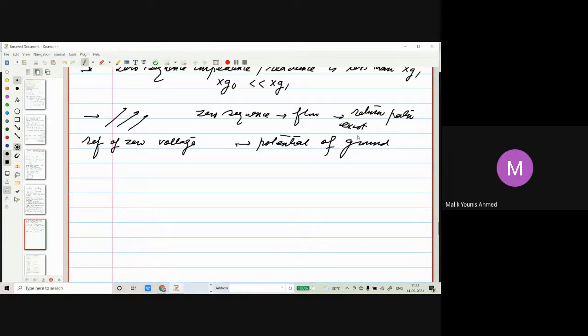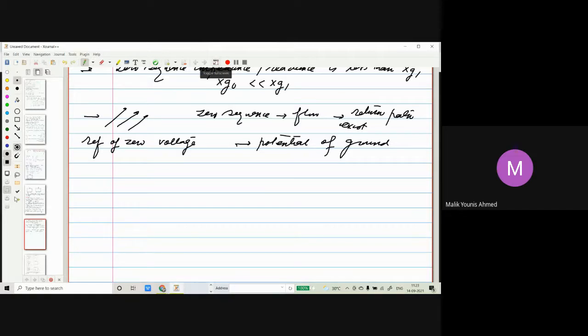I will again repeat: zero sequence networks at any point of time will always have the same magnitudes and phases. So when they have to flow in a closed path, that means they should have a return path in a complete circuit. And the reference of zero sequence voltage will be treated as the ground, that will be at a potential of ground.